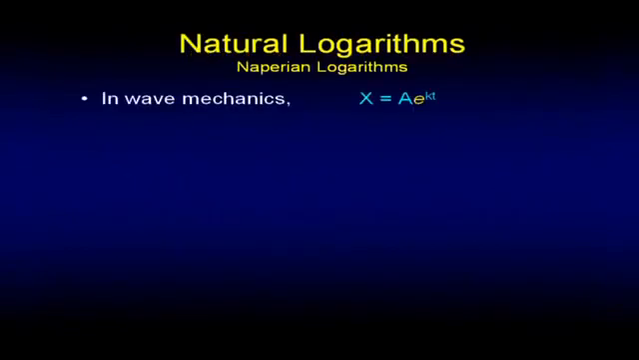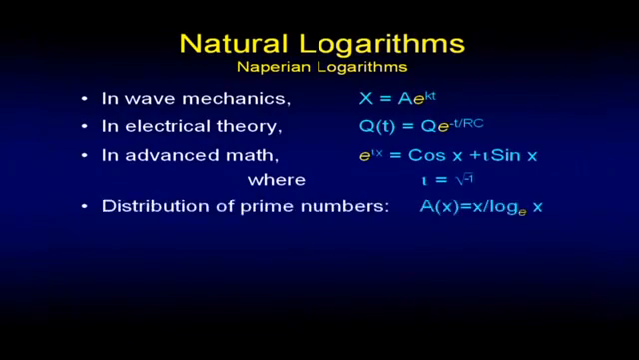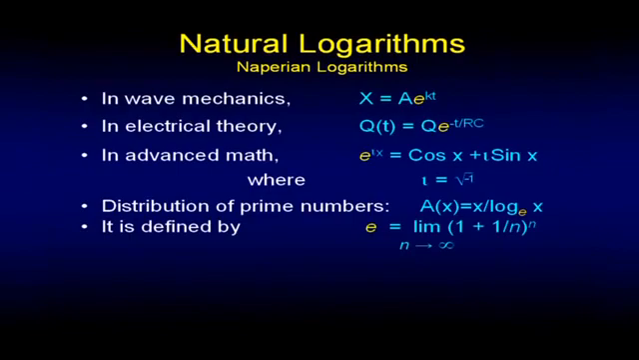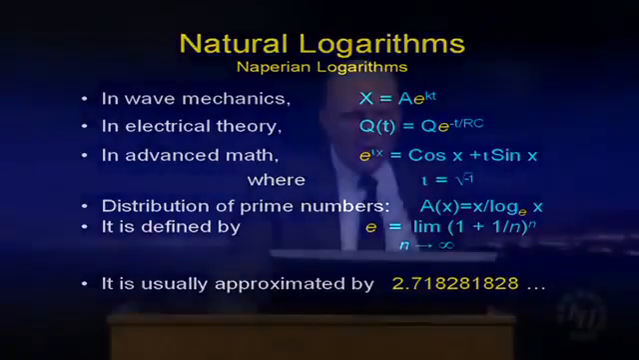For that reason, you find it in wave mechanics, in electrical theory, in advanced math, distribution of prime numbers, who knows why, defined by E, the limit, and so forth. It's usually approximated by 2.718281828, and so on. Okay. What am I getting at?